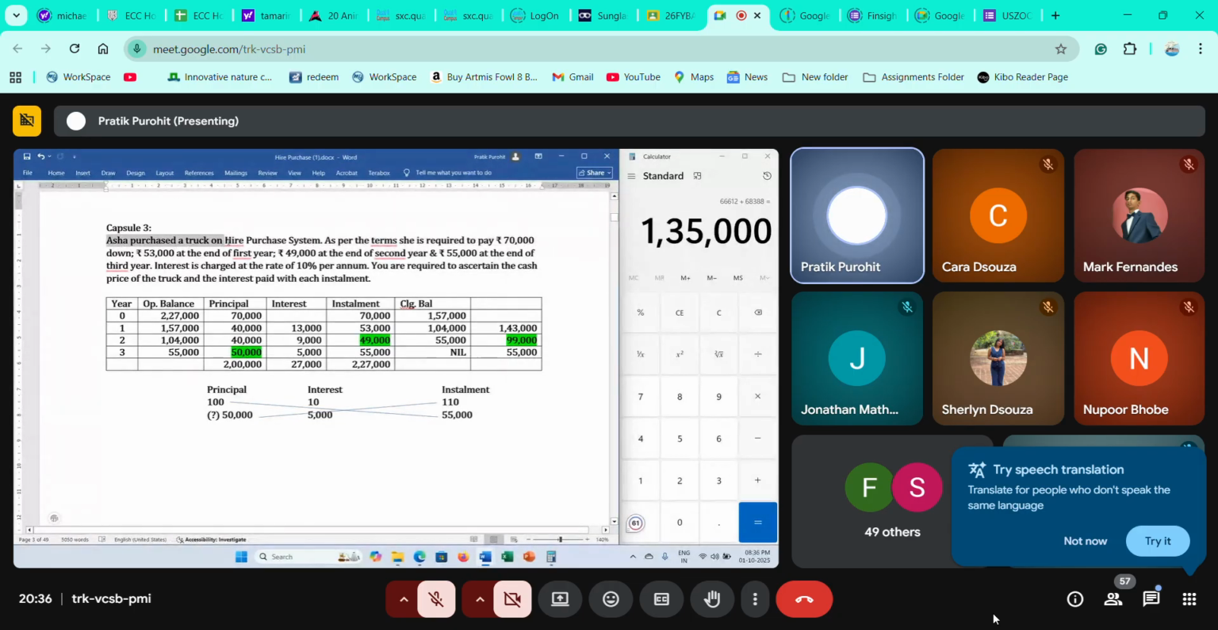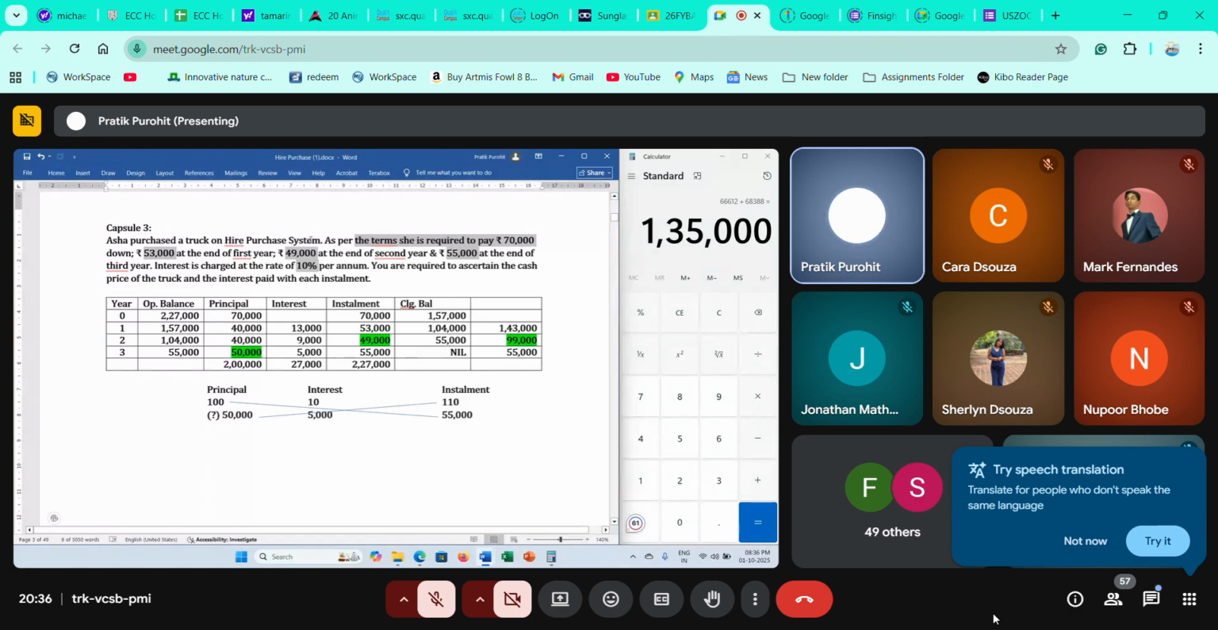Asha purchases a truck on hire purchase system. As per the terms, she is required to pay 70,000 down, 53,000 at the end of the first year, 49,000 at the end of second year, and 55,000 at the end of third year. Interest is charged at 10% per annum, but we don't know the cash price.